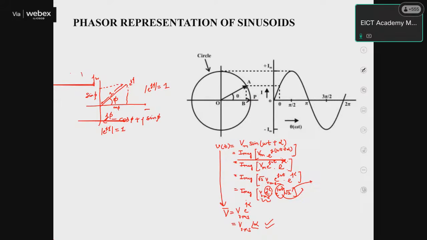So what is a phasor? Phasor is basically a rotating vector. In a similar way, phasor has a magnitude and an angle, and it rotates at omega.